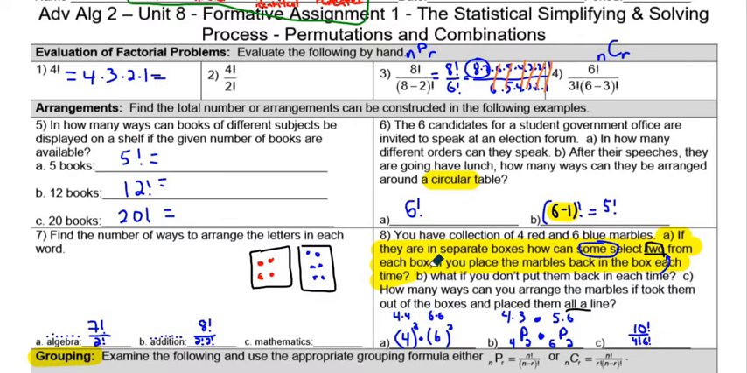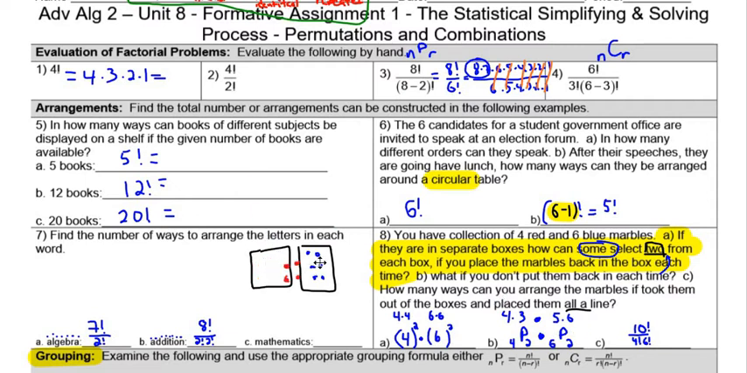Now the second part of the question says, what happens if I don't put them back? Well, if I don't put them back, I had 4, and then I had 3 to choose from. 4 times 3 is P. And then if I did it here, I would have 6, and then I would have 5. So that is the permutation idea. You can just do 4 times 3 times 5 times 6, though, and that would be also correct. And then the last thing is, well, what happens if I put them all in the same box?